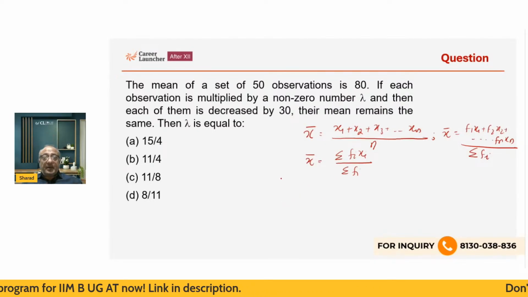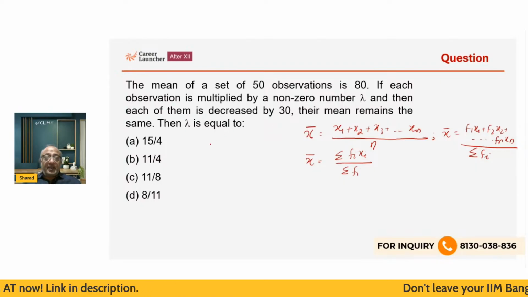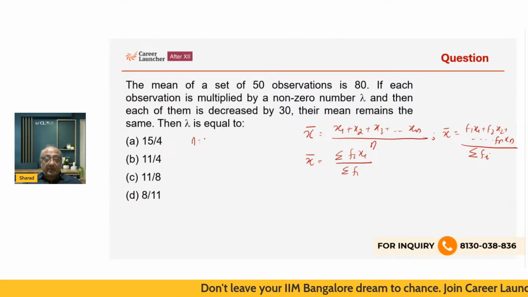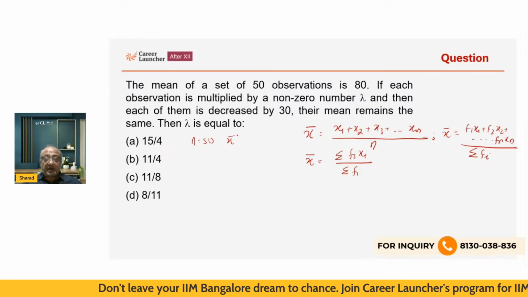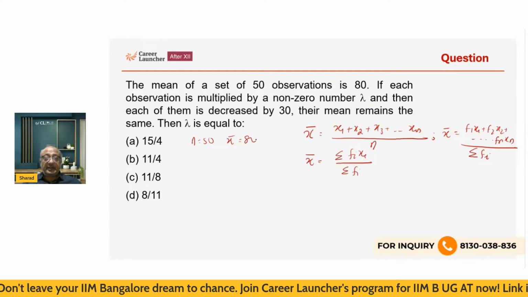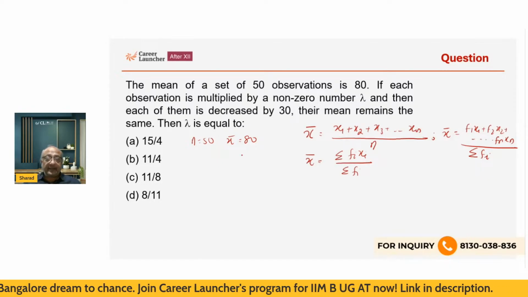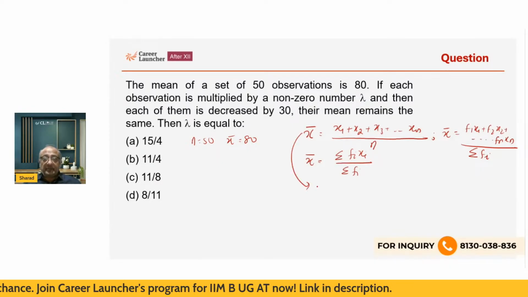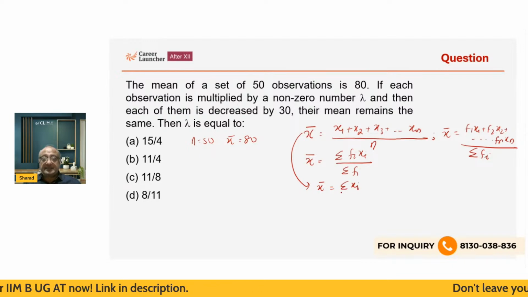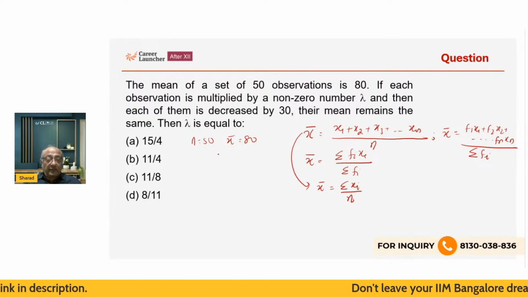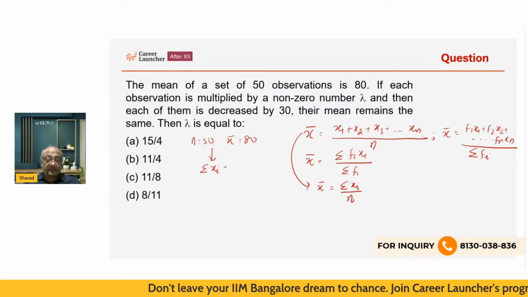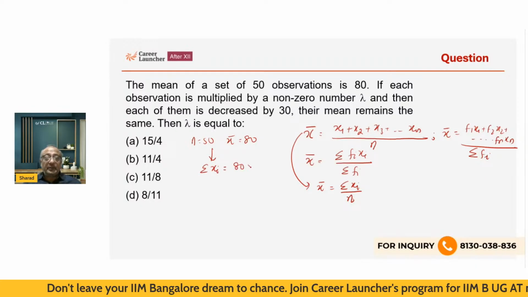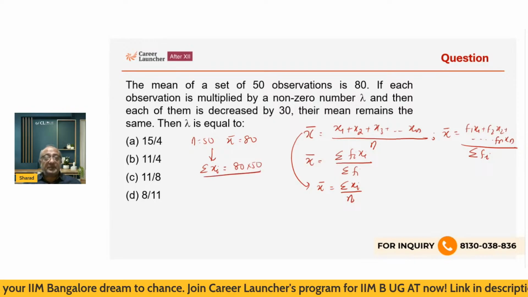Okay, this is about mean, and this question is about mean. 50 observations, so n is equal to 50 and x bar or mu is equal to 80. No problem. This formula can also be written, if every f is equal to 1, as sigma xi upon n. So from here, one more thing we can get, which is the summation of all the observations, sigma xi, equal to 80 into 50. Now let us see what this question is asking.